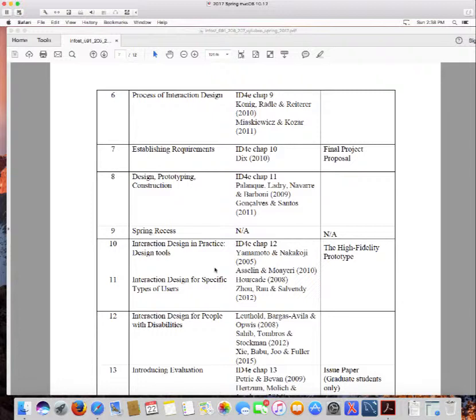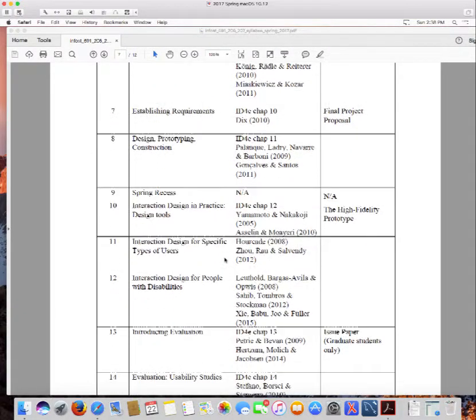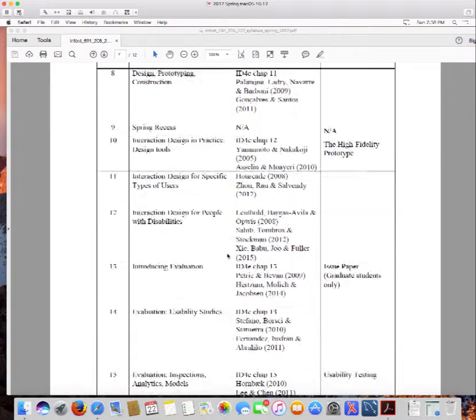Week 8, design, prototyping, and construction. Those are going to be covered in chapter 11, and I think we've got 2 articles for you. And then by then you'll have earned your week 9 spring break, or as we call it at UWM, spring recess.